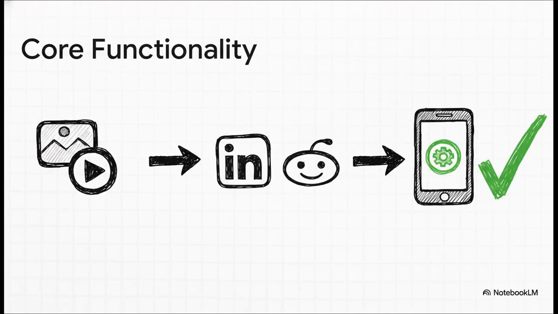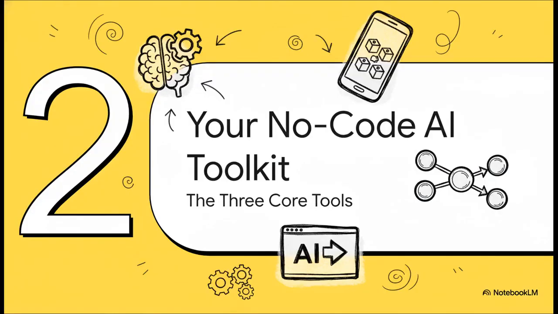And I want to be clear, this isn't just a mock-up. It actually takes a media file, it generates specific posts for different platforms like LinkedIn and Reddit, and it gets the tone right for each one. And most importantly, it's installed and running on a real Android phone. This is a legitimate functional application. So, how is any of this even possible, right?